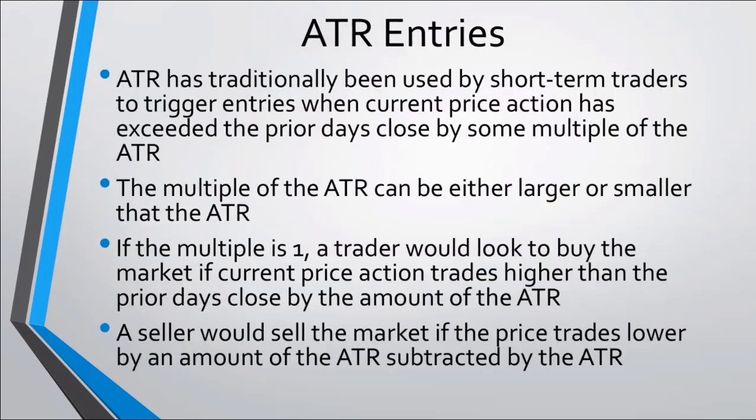ATR entries. ATR has traditionally been used by short-term traders to trigger entries when the current price action has exceeded the prior day's close by some multiple of the ATR. The multiple of the ATR can either be larger or smaller than that of the ATR. For example, if the multiple is 1, a trader will look to buy the market if the current price action trades higher than the prior day's close by the amount of the ATR. If it was 2, then you double the ATR and add it to the close or subtract from the close. If it was 3, or you could do 0.75 or 0.5, whatever you test out. Conversely, a seller would sell the market if the price trades lower by the amount of the ATR subtracted from the close. Easier to see in a graphical example.